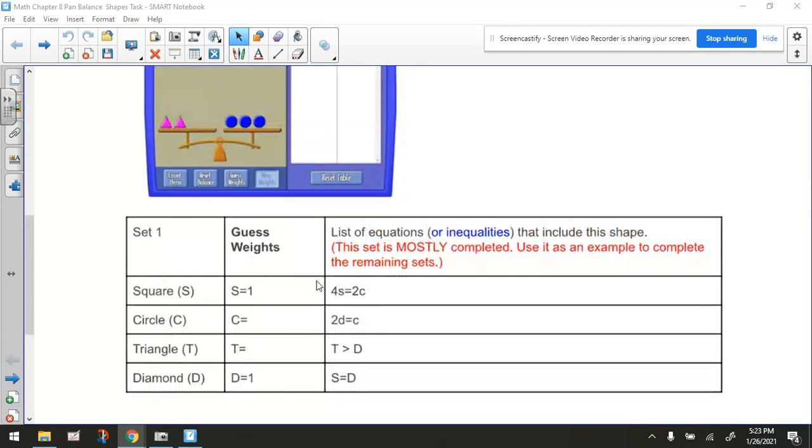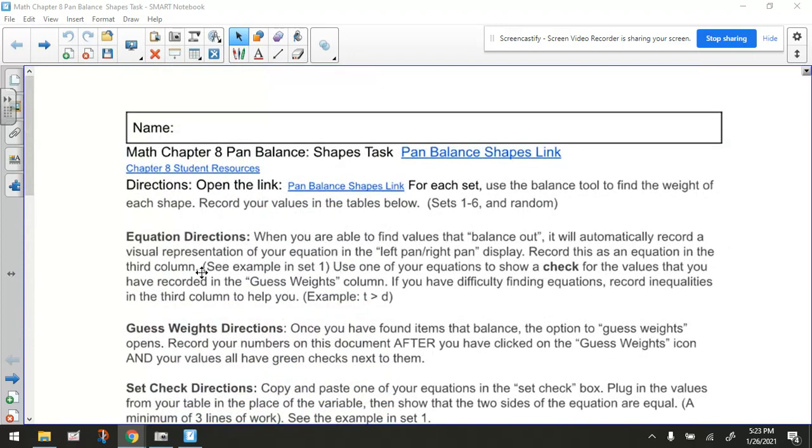This is set 1, and let's make sure we understand what you're supposed to do. All right, so equation directions. When you are able to find values that balance out, it will automatically record a visual representation of your equation in the left pan, right pan display. Record this as an equation in the third column. See the example in set 1. Use one of your equations to show a check for the values that you have recorded in the guess weights column. If you have difficulty finding equations, record inequalities in the third column to help you. For example, T is greater than D. Now, I'd rather you actually come up with equations, but if you get really frustrated, then inequalities will be okay.